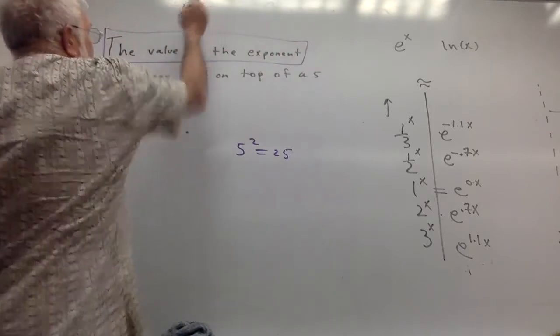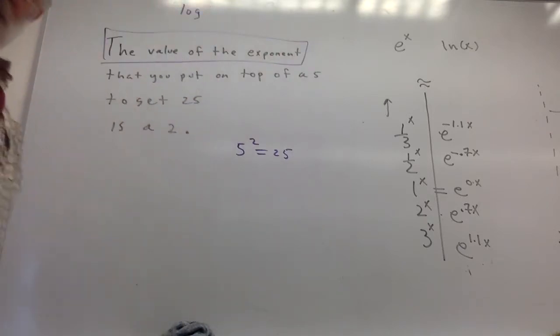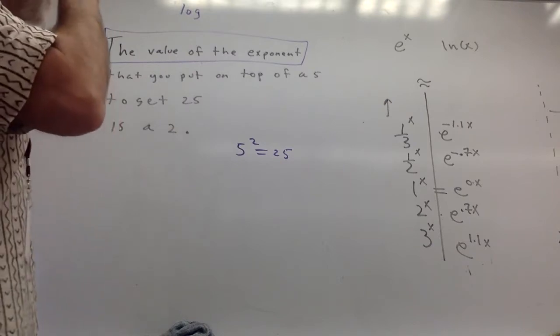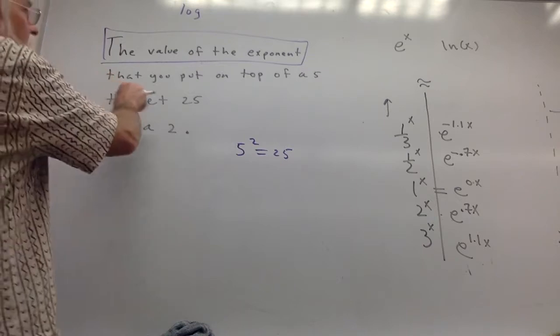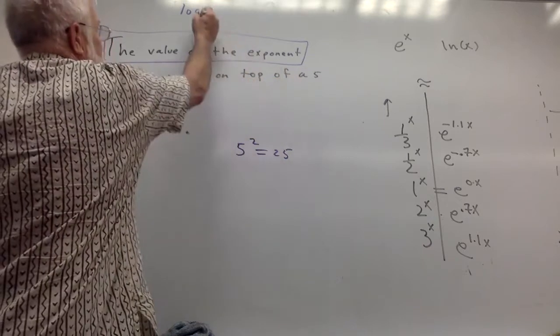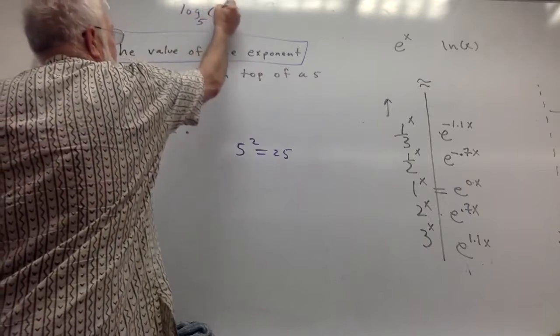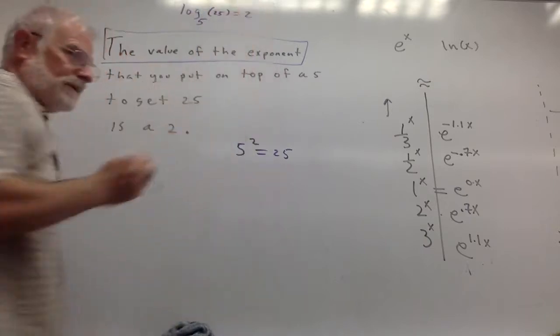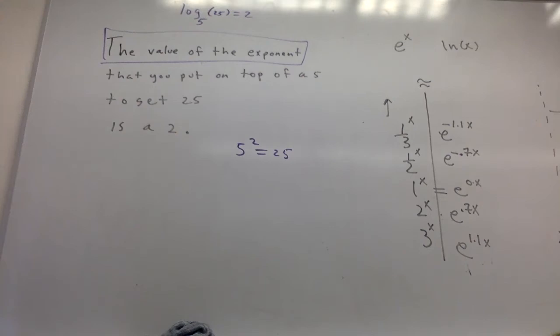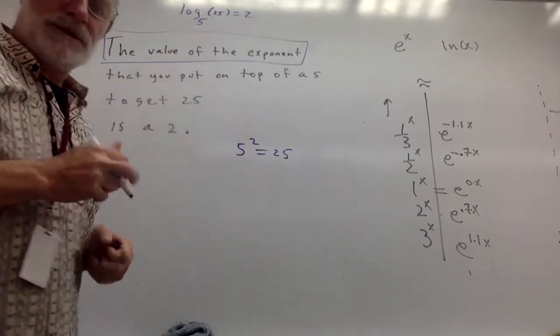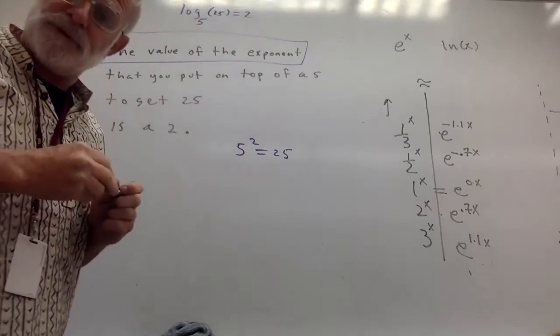log, right? So that's what you want your brain to connect with when you read that part of the sentence. That you put on top of a 5 implies that 5 is the base. To get a 25 is a 2, all right? So that's what that sentence is about. No difference, same amount of information, but just said in kind of an inverse order.